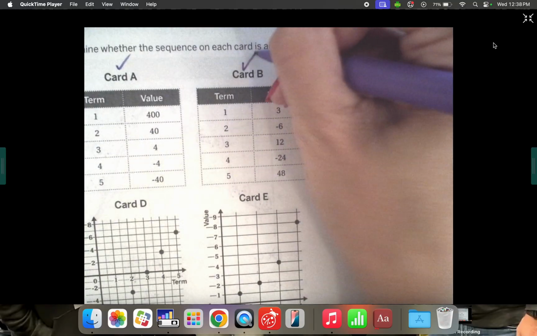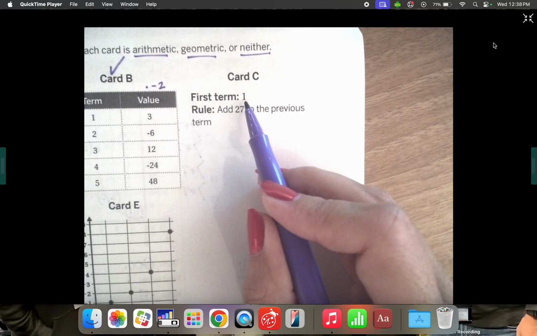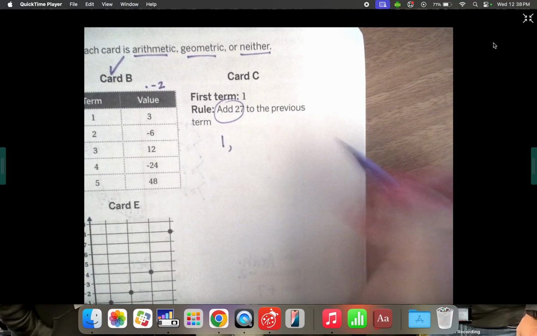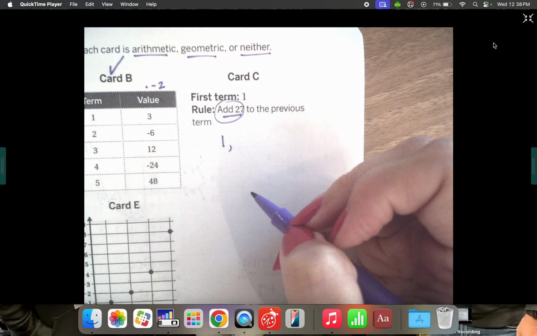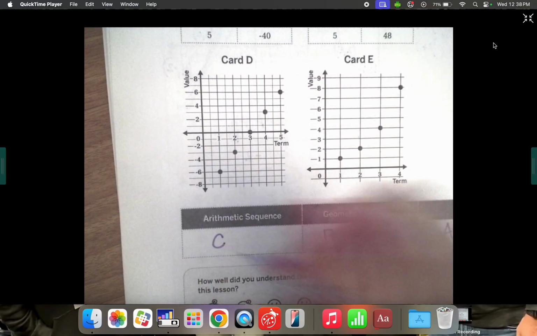Okay, done with B. C just doesn't have a table, but it just tells us the first term is 1, and you're adding 27 to the previous number. So if you're adding and that's all you're doing, that is definitely arithmetic. So card C is going to go in arithmetic.